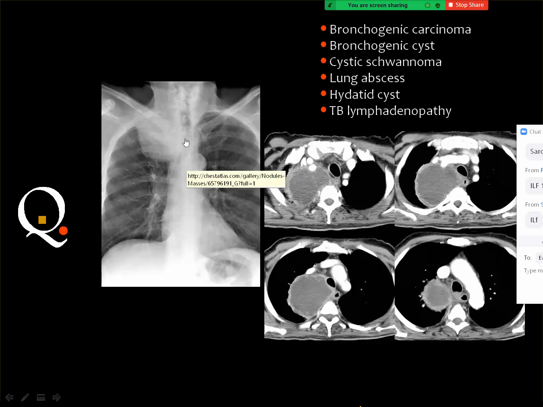This patient had this mass in the upper part of the right hemithorax, and this is the CT scan of the same case. Then here some of the possibilities: bronchogenic carcinoma, bronchogenic cyst, cystic schwannoma, lung abscess, hydatid cyst, TB lymphadenopathy.